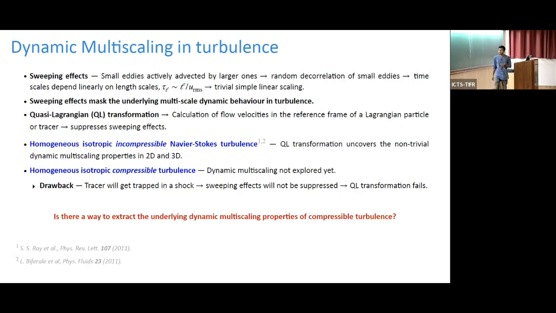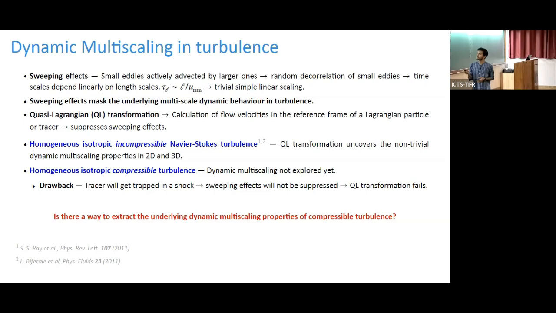But there is one catch in this problem. Extracting these exponents from numerical simulations is not a trivial task. Why? Because in turbulence, we have small eddies getting advected by the larger ones. So if we sit in an Eulerian reference frame and visualize the turbulent flow, we will find that these time scales scale linearly with the length scale of fluctuations. In that case, we will get a trivial simple linear scaling, and we won't observe the entire spectrum of the dynamic scaling exponents.